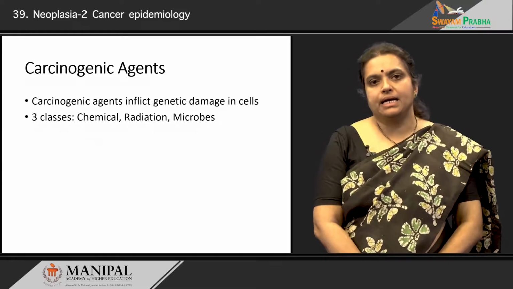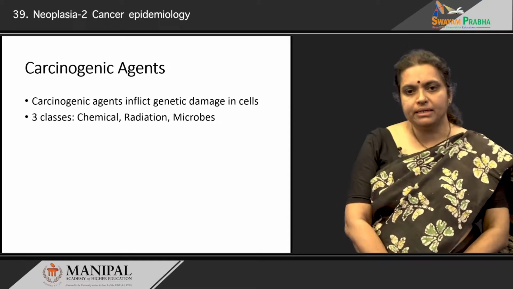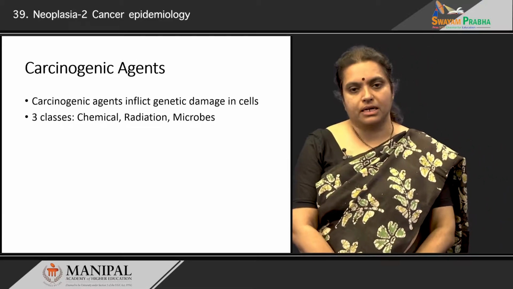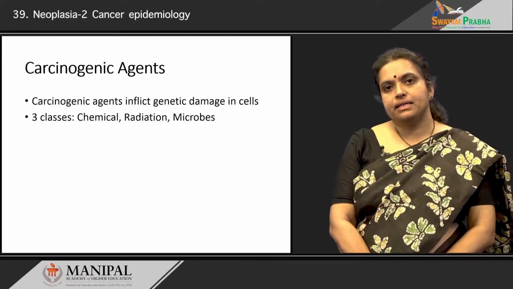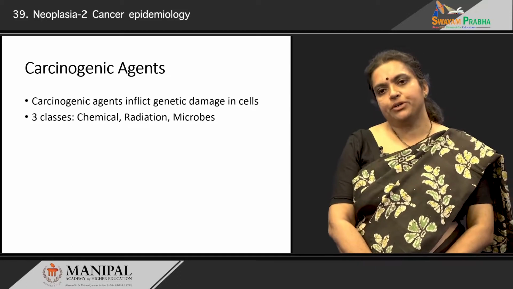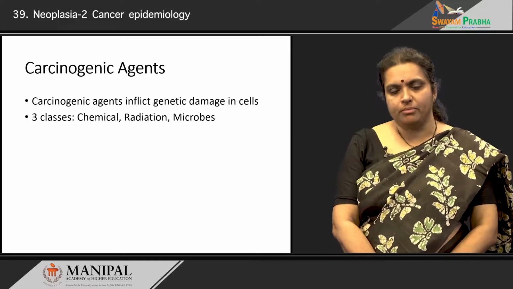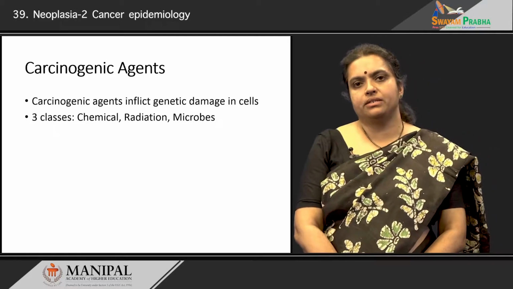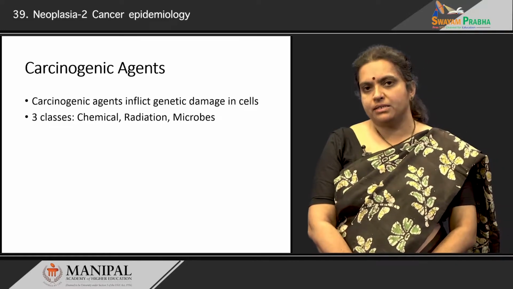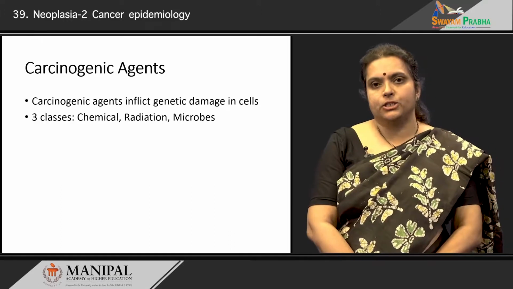Now, there are three classes of carcinogenic agents. The first is chemical, which is an important cause for carcinogenesis. The second is radiation induced, and finally, the infective or the microbial causes. Now, in this lecture, we will only be talking about chemical and radiation carcinogenesis. The microbe induced or the virus induced cancers we will deal with in a subsequent lecture.